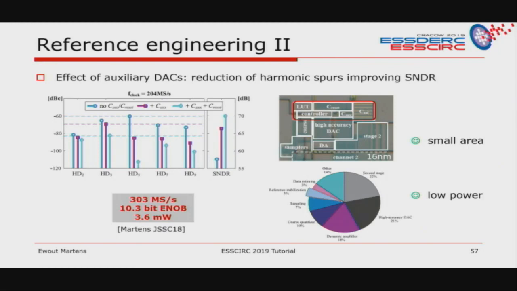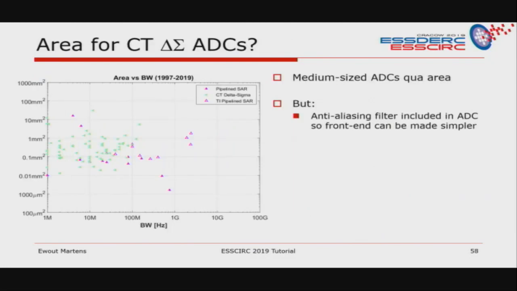And how does that help? Well, it will reduce the spurs. Here are the spurs with different numbers of auxiliary DACs, and if you add one during the operation and one during the reset, then you can reduce the spurs significantly. It doesn't take up a lot of area or power, and you can achieve around 10-bit ENOB.